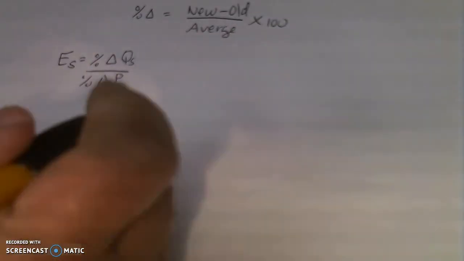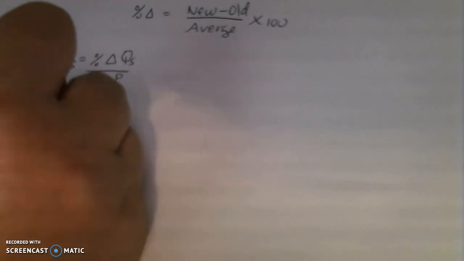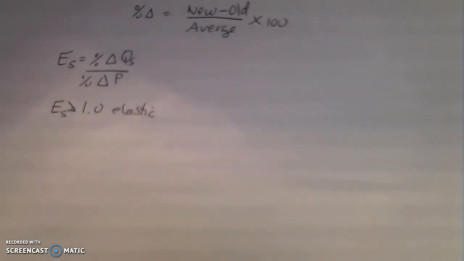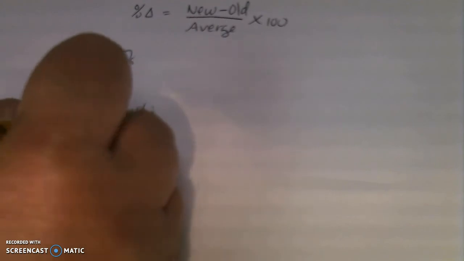All right? So elasticity of supply. This tells us whether that supply curve is steep or flat and whatever's happening there. If the elasticity of supply is greater than 1, it's elastic, which is the same as elasticity of demand. If the elasticity of supply is less than 1, it's inelastic.